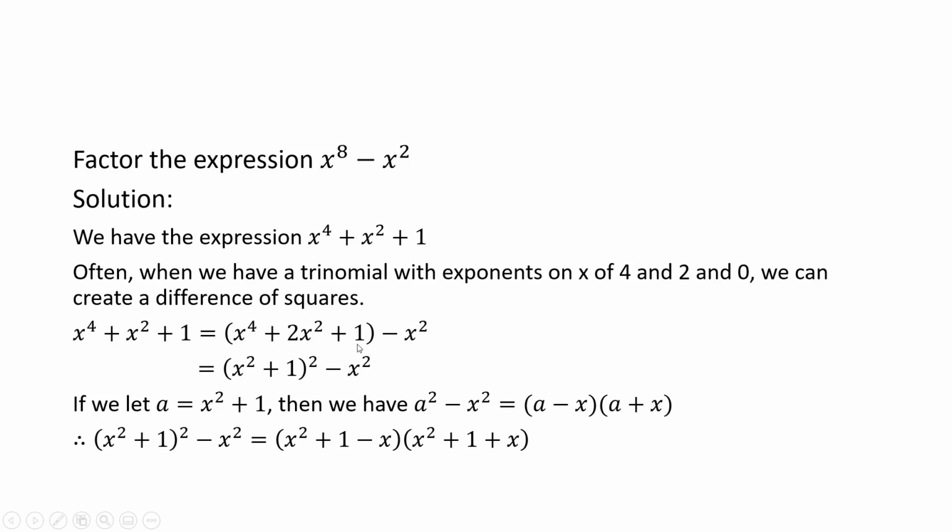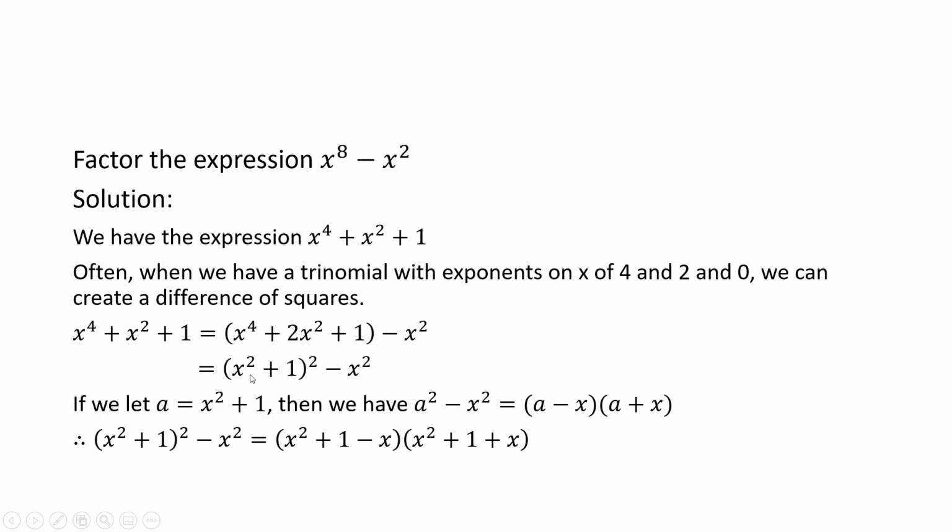Well, how are we allowed to do that? We're allowed to do that if we're then honest about it and subtract that x squared off of the end. Now, what was the point of that? Well, what we've just done is we've created x to the 4 plus 2x squared plus 1, which is in fact x squared plus 1 quantity squared. And we're subtracting x squared. We have a difference of squares, believe it or not.